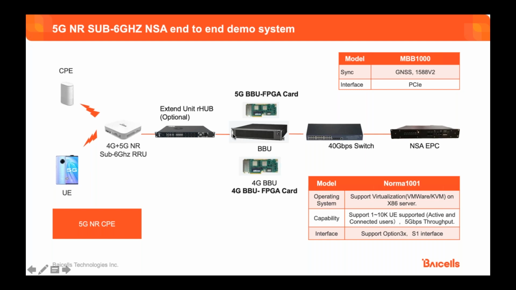We have cards that you can use to scale your BBU to handle both technologies. But in the NSA here, we don't have the 5G core. It is the EPC that will handle both the LTE RAN and the new radio RAN at the same time. You need this BBU to be able to handle both technologies, but the core can remain the same as LTE. And we have customers that have these systems in their labs to test and try things.